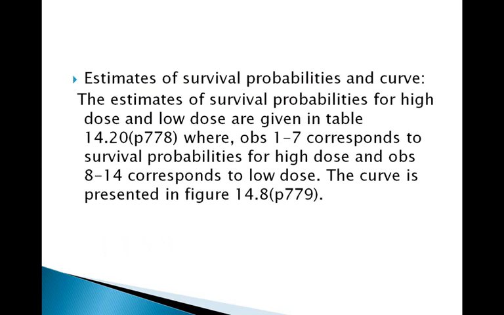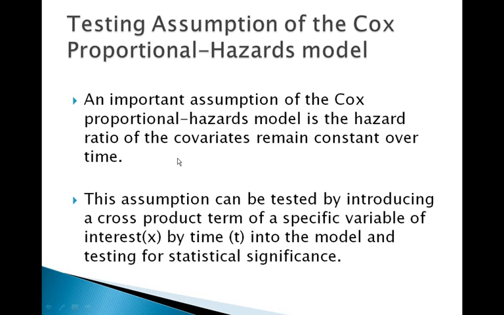The estimates for the survival probabilities and curve. The estimates of survival probabilities for high dose and low dose are given in table 14.2, where the first 7 observations correspond to survival probabilities for high dose, and 8 through 14 correspond to low dose. We then look at the curve presented in 14.8, and what we need to pay attention to now is the main assumption of the Cox proportional hazards model, which is that the hazard ratio of the covariates remains constant over time.